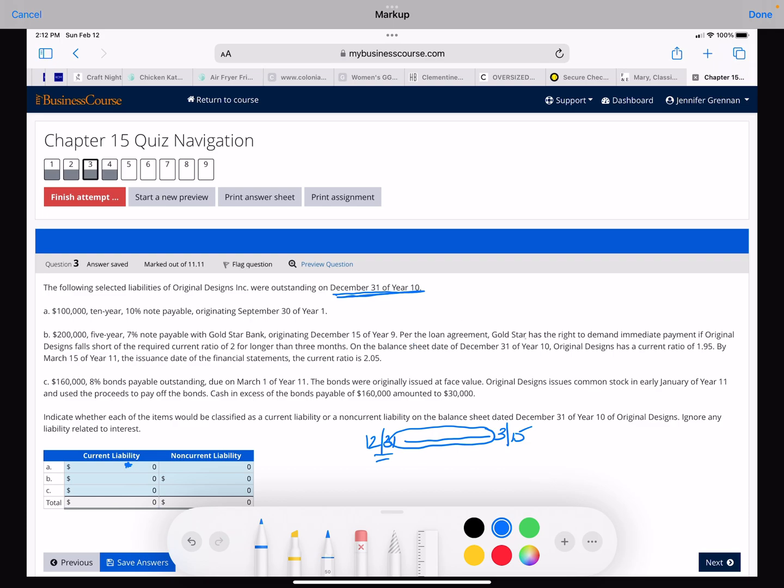The person that lent us the money has the right to demand immediate payment if we fall short of the required ratio for longer than 3 months. Oh dear. Okay, let's look and see what our ratio is at our reporting date. Oh, it's fallen below 2. So immediately you would say, all right, we're going to have to push this into current because we failed the ratio. However, there's one more piece of data.